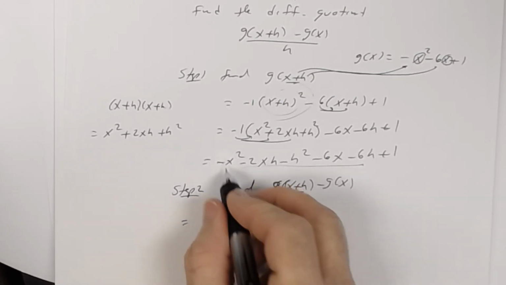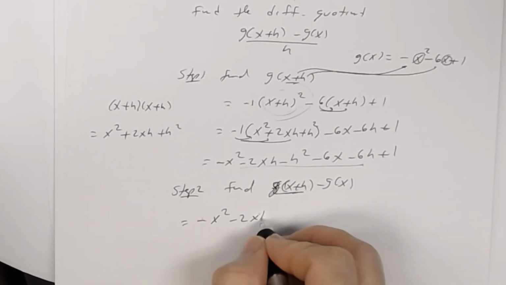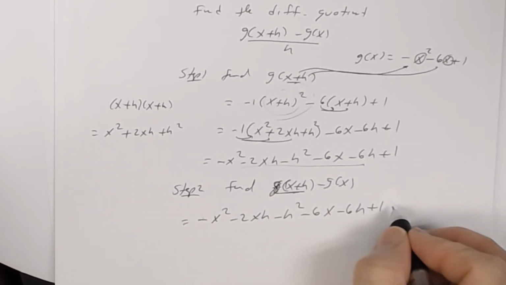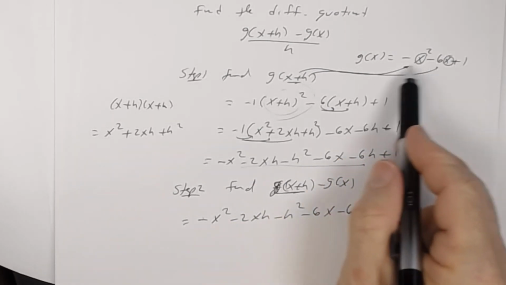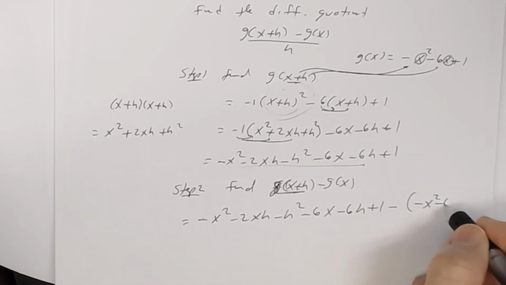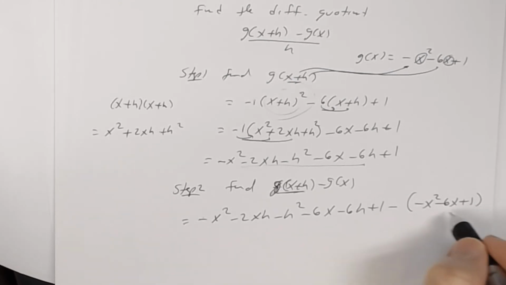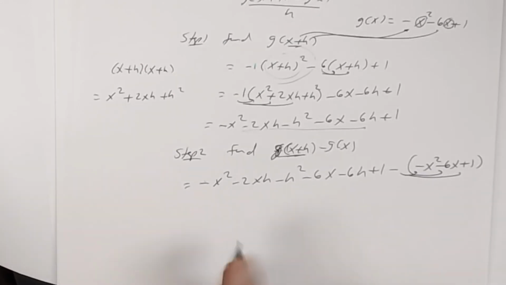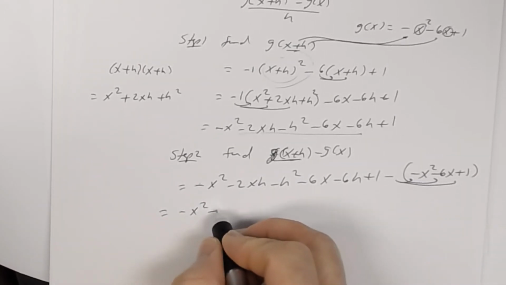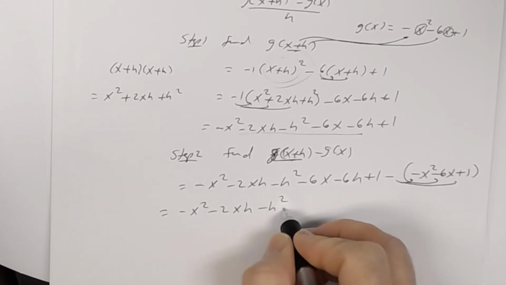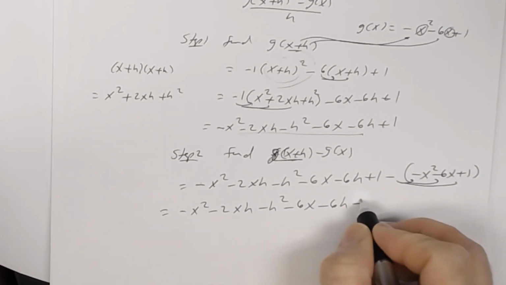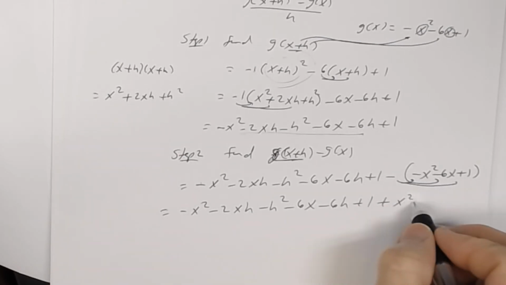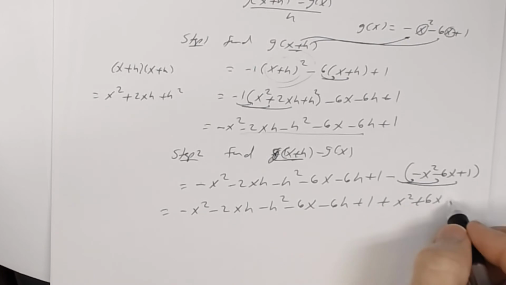You're going to say negative x squared minus 2xh minus h squared minus 6x minus 6h plus 1, and then subtract your function, negative x squared minus 6x plus 1. It's important that you put that in parentheses, because now you have to distribute all of these. All the signs change. So I get negative x squared minus 2xh minus h squared minus 6x minus 6h plus 1, and then the opposite of a negative x squared becomes a positive x squared. The opposite of a negative 6x becomes a positive 6x, and the opposite of a positive 1 becomes a negative 1.